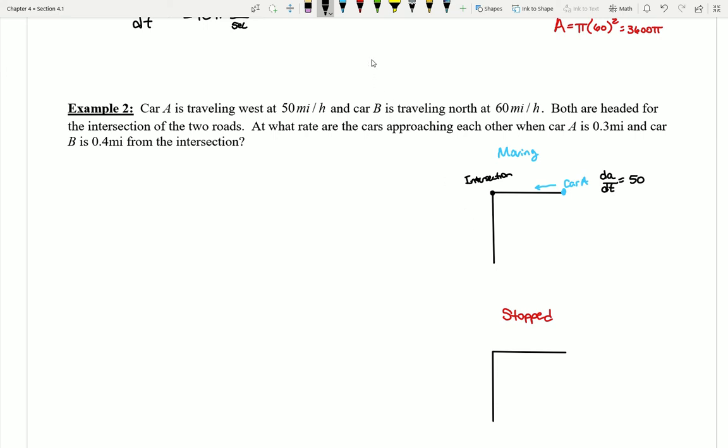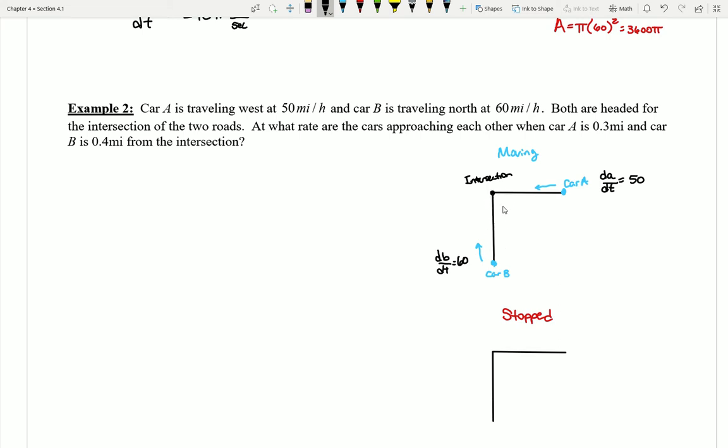So down here I can see that I have car B, and that this car is moving north. And again, I know the speed at which car B happens to be moving. I know that dB/dt happens to be 60 miles per hour. Okay, so this is at least the starting scenario. I can imagine right now where exactly these cars are and where exactly they're moving.